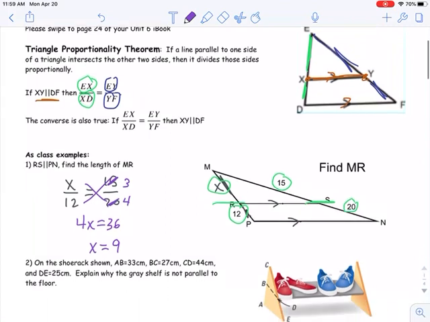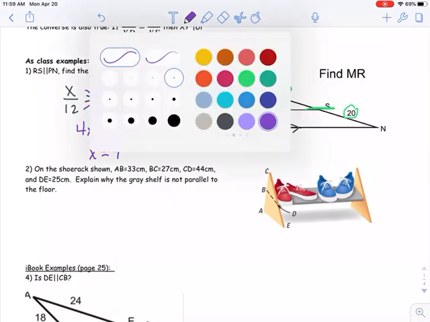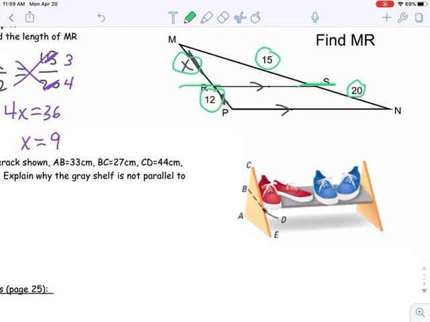Sweet. Now we got the famous shoe rack problem. Kids come back to me year after year telling me about how the shoe rack problem's their favorite problem. It changed the way they perceive the universe. Let's get into this life-changing problem.